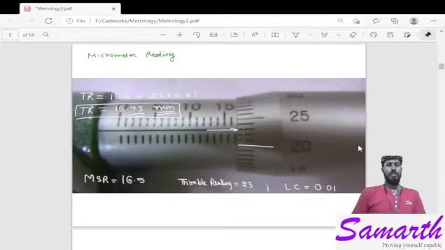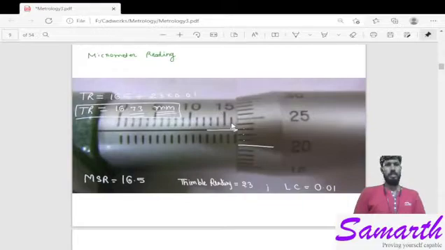Here you can see there is one example. Let us say we have held a particular job in the thimble, the measuring space, and we are getting these dimensions. So how to find the actual dimensions? Here you can see up to this 15 and 16 we are getting on the linear scale, 16 mm.